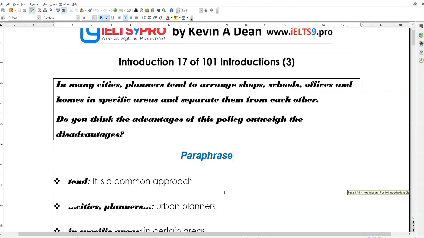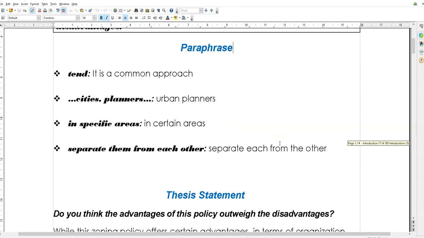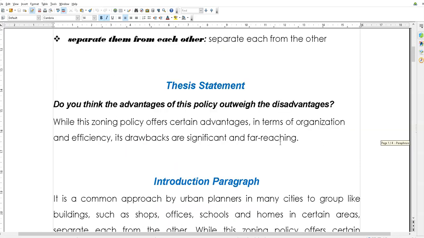So apparently this was reported in the last week or two. In many cities, planners tend to arrange shops, schools, offices and homes in specific areas and separate them from each other. The advantages outweigh the disadvantages. So we've got a bit of paraphrasing here that you can use. And let's have a look. So what's the thesis? What's the main idea?